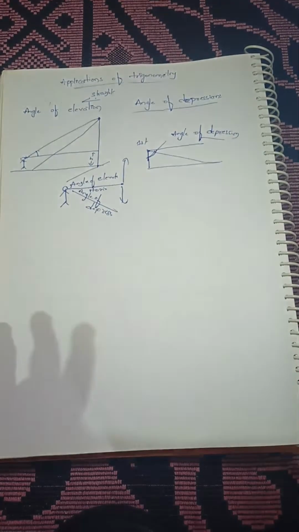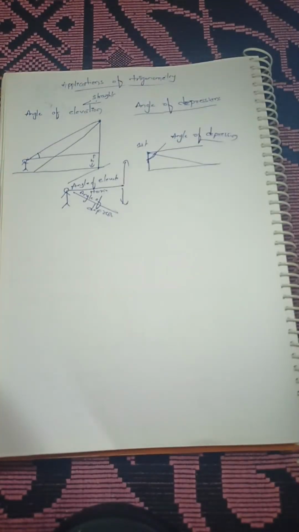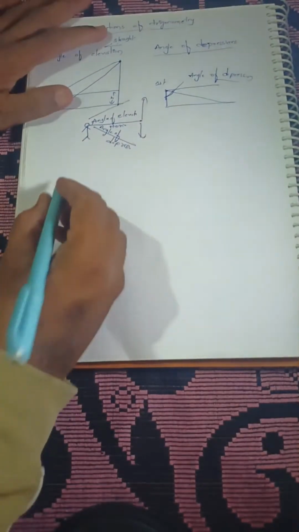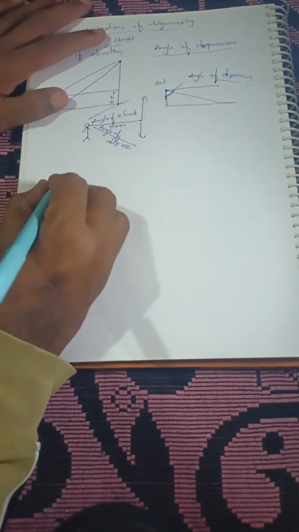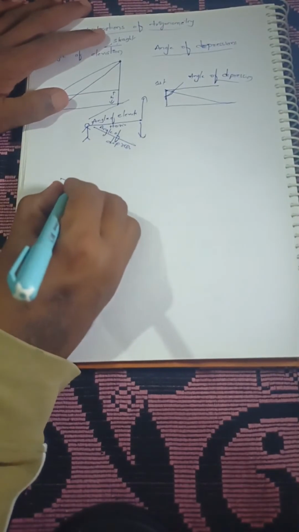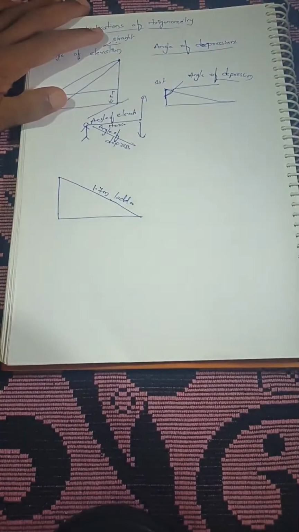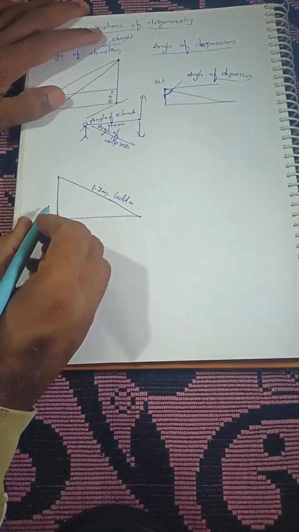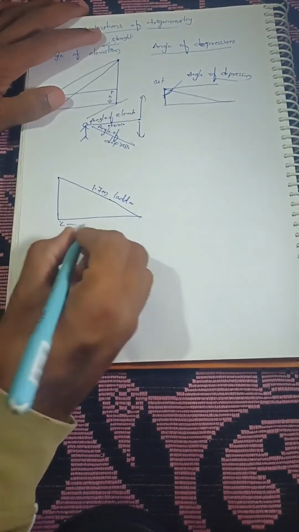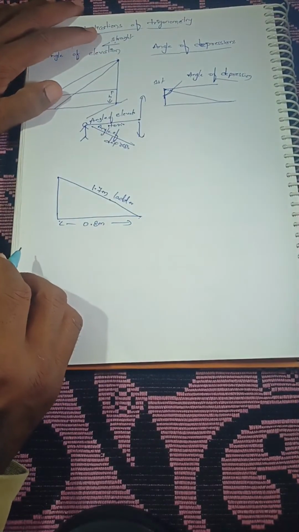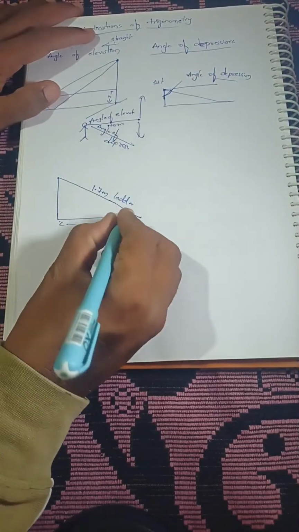Now see what is given. The length of the ladder is given. I am going to do the problem here. This is the ladder length. The length of the ladder is 1.7 meters. And the distance from the wall to the ladder is 0.8 meters. He said to find out the angle that is formed.